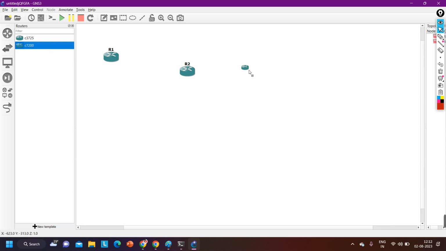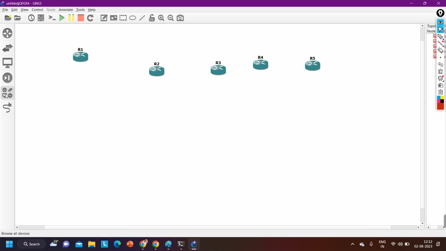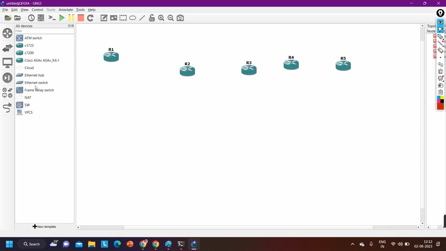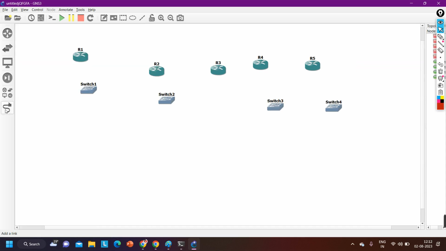Router 1, 2, 3, 4, 5. Let's say 5 routers are there. Let me take some switches as well. Switch 1, 2, 4, and let's say 5. Okay. Let me connect these routers.